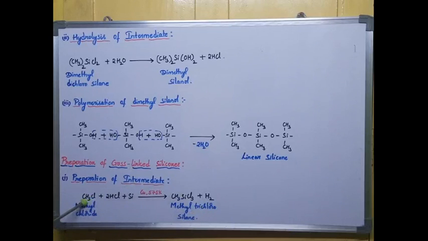You can observe methyl trichlorosilane, 3 chlorine atoms are there. The remaining hydrogen comes out as a byproduct, that is H2. So methyl trichlorosilane is the intermediate. This is used for the aliphatic cross-linked silicones.